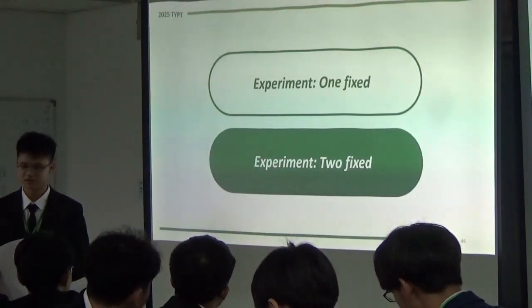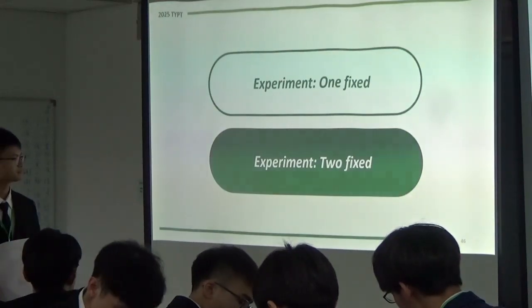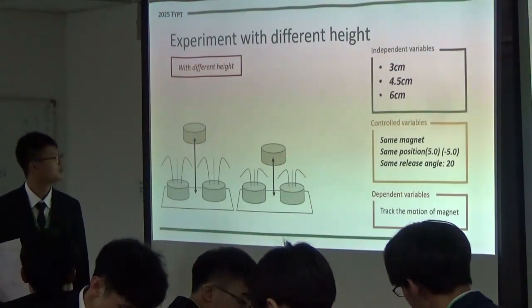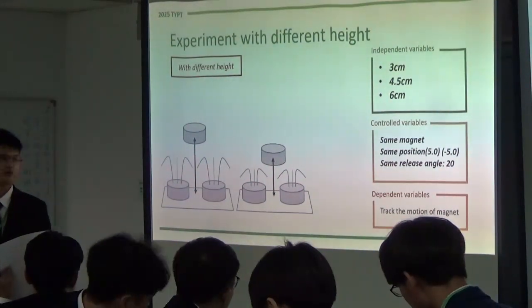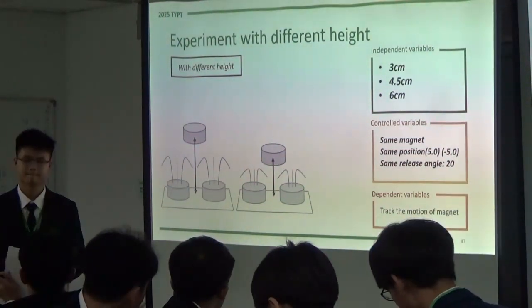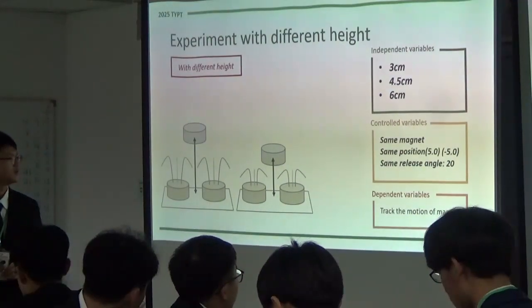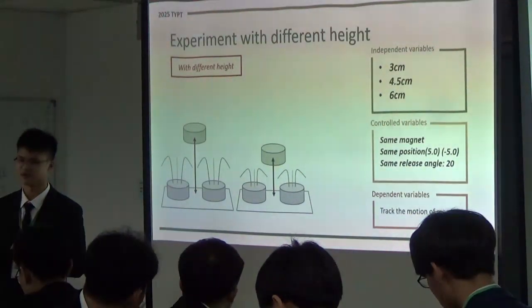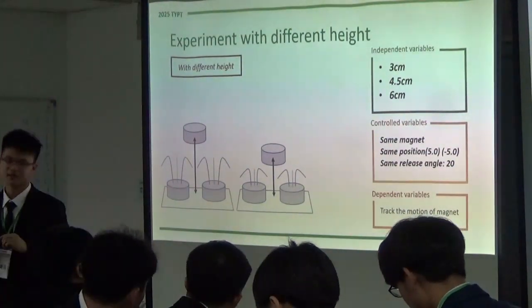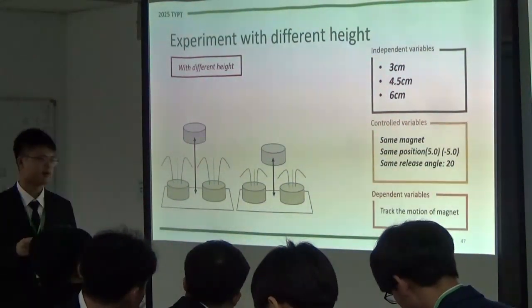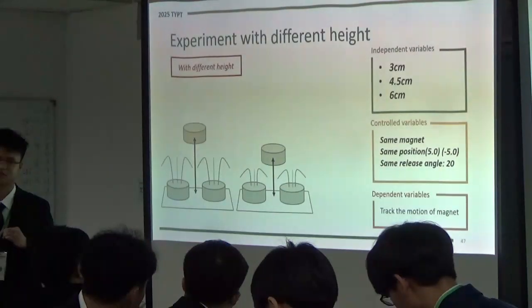Then these are experiments with 2 magnets. Okay, so with the 2 magnets first, I'm going to experiment with different heights: 3 centimeters, 4.9 centimeters, and 6 centimeters. And the independent variable is that I'm going to track the motions of the magnets.